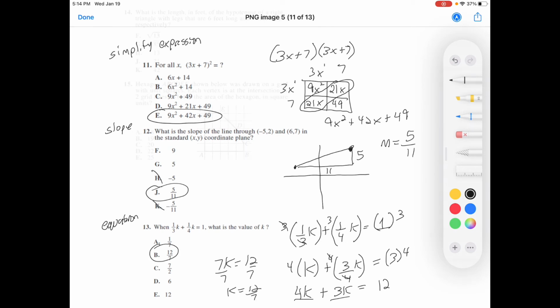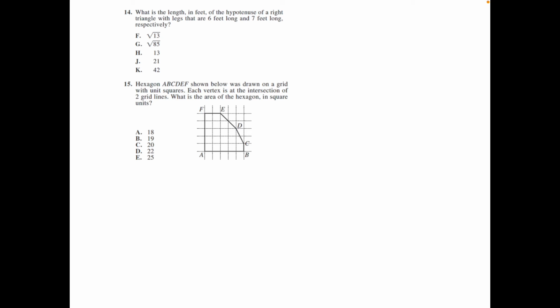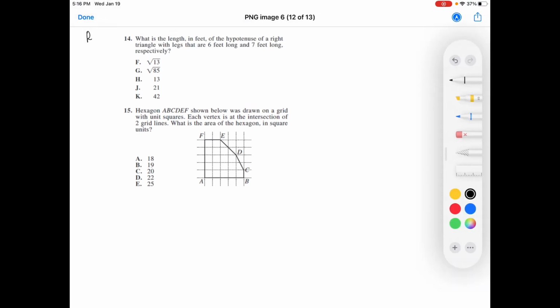B. Okay, number 14 is going to be a right triangle question. Right triangle question. All right, so what is the length of the hypotenuse of a right triangle if the legs are 6 and 7? The legs are the side lengths attached to that right angle. So 6, 7, and what is the length of the hypotenuse?